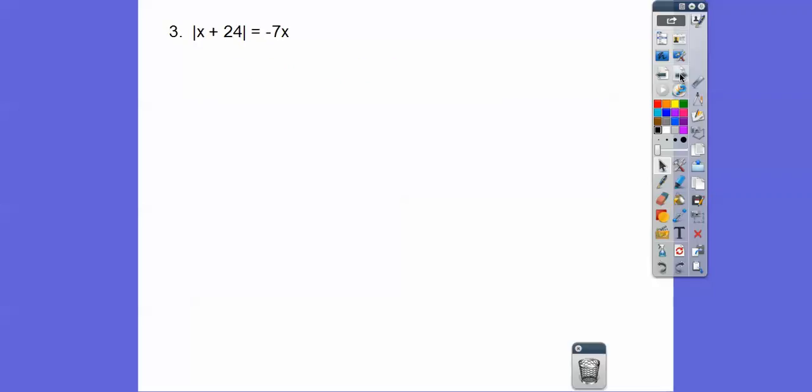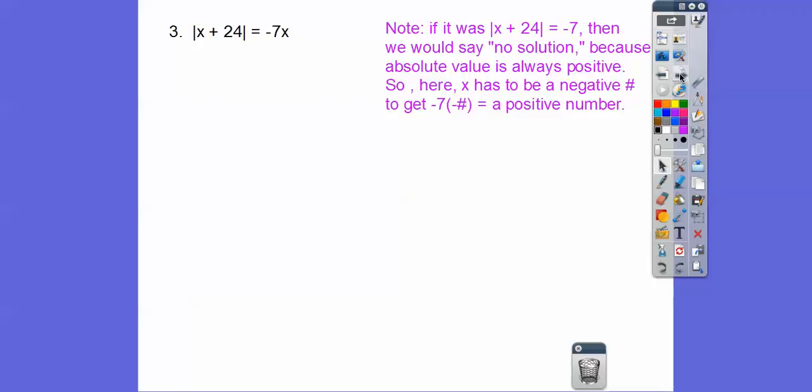Okay, what about this one right here? Now if it was equal to negative 7, then we would say there's no solution because an absolute value is always positive. It can't be negative. But since that's a variable right here, that means x has to be negative to get a negative times a negative is a positive. So an absolute value equals this negative 7x. x is going to have to be a negative number.